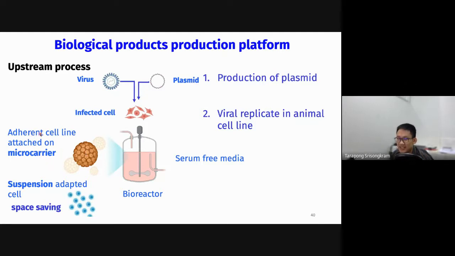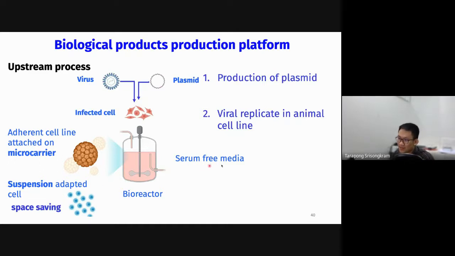As I mentioned earlier, the cells comprise anchorage-dependent cells and anchorage-independent cells, right? If we use anchorage-dependent cells, or adherent cells, adherent means that the cells are attached to the surface. It will use more space for the culture, I mean for the bioreactor, for vaccine production or biological product production. So for biological product production, we intensively use suspension-adapted cells, or suspension cells, for space saving.